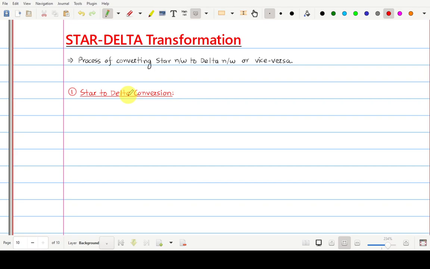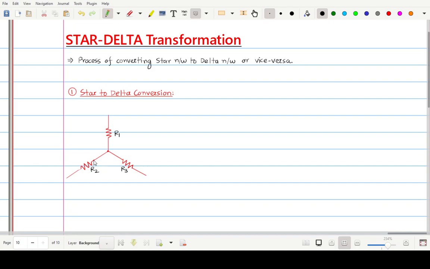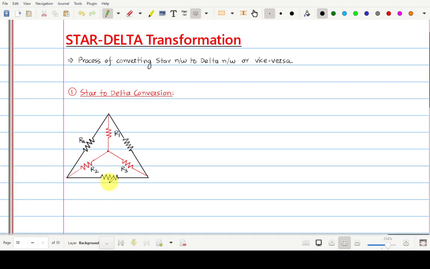So first of all, we will draw star network. So friends, assume we are having a star network like this. It consists of, suppose, three resistances R1, R2 and R3. And suppose we want to convert this network into delta network. So suppose this is your delta network, which is indicated by black color, and suppose the newly formed resistors are RA, RB and RC. So this black color indicates delta network.